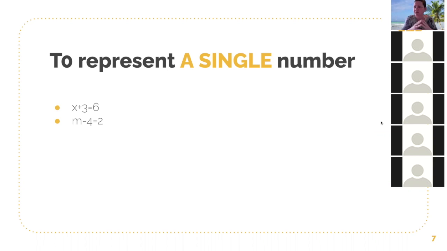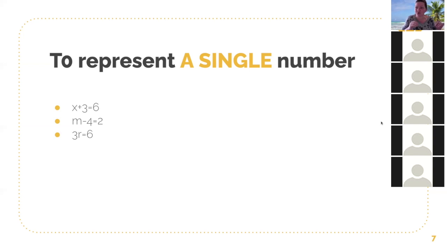Here's another example of a statement like that. m, in this case, is a single number. There is a number m that if I subtract 4 from it, I'd get 2. So again, help me out, guys. What number would m have to be? 6. Excellent.